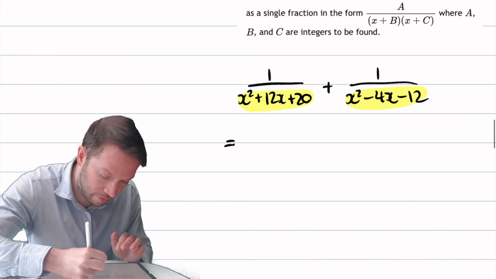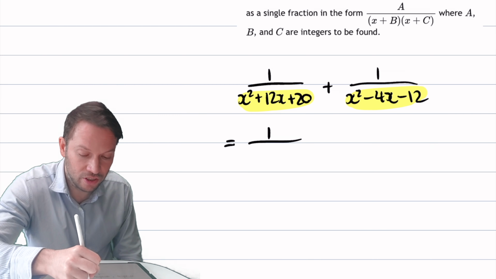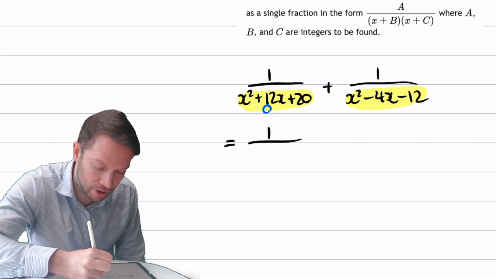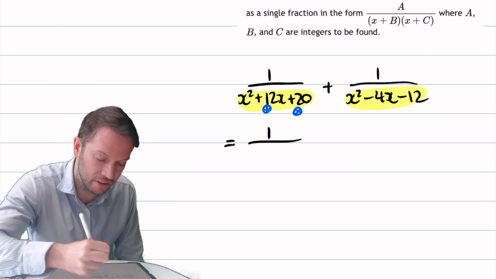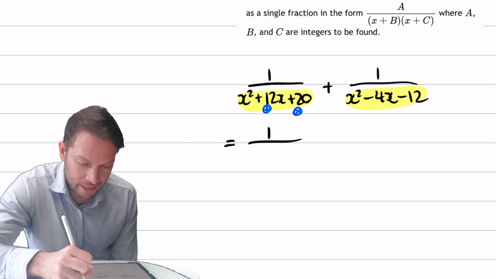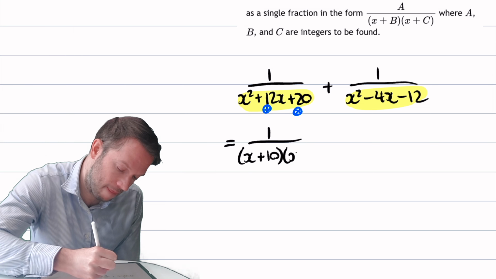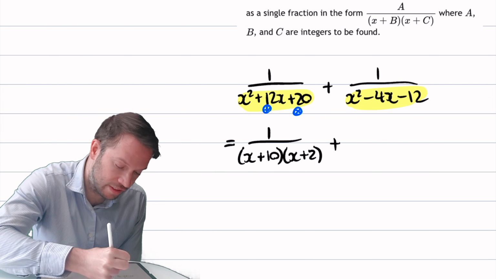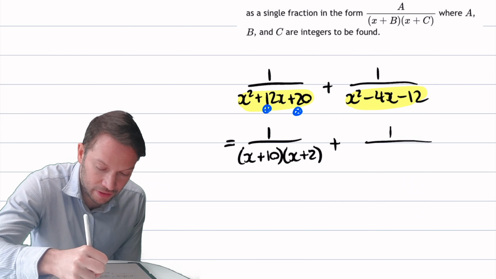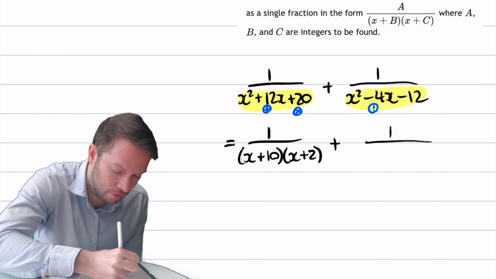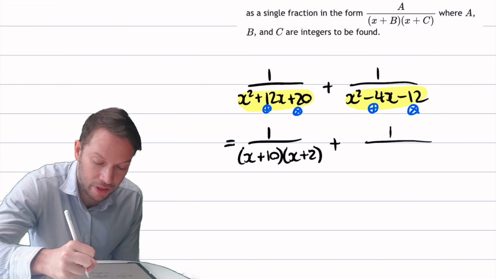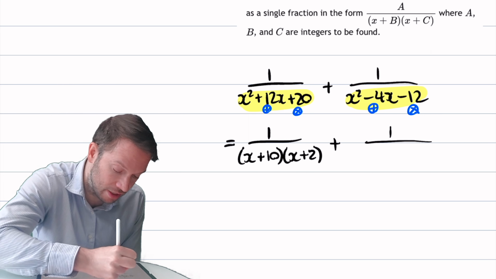So the first one is a quadratic. We need two numbers which add to give this middle number of 12 and times to give the last number of 20. Those numbers are 10 and 2. So we've got x plus 10, x plus 2. And the second one, we need two numbers that add to give minus 4 and times to give negative 12. They are minus 6 and plus 2.